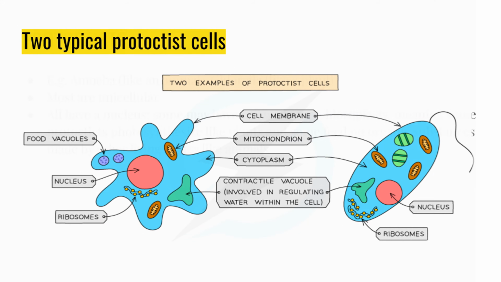The diagram here shows two typical protoctist cells, or two examples of protoctist cells. You can see that they all have a cell membrane. They have mitochondria and cytoplasm. Then they have a contractile vacuole, which is involved in regulating water within the cell. This is also found in amoeba and other protoctists. They have a food vacuole. They have a nucleus and ribosomes, among other organelles.